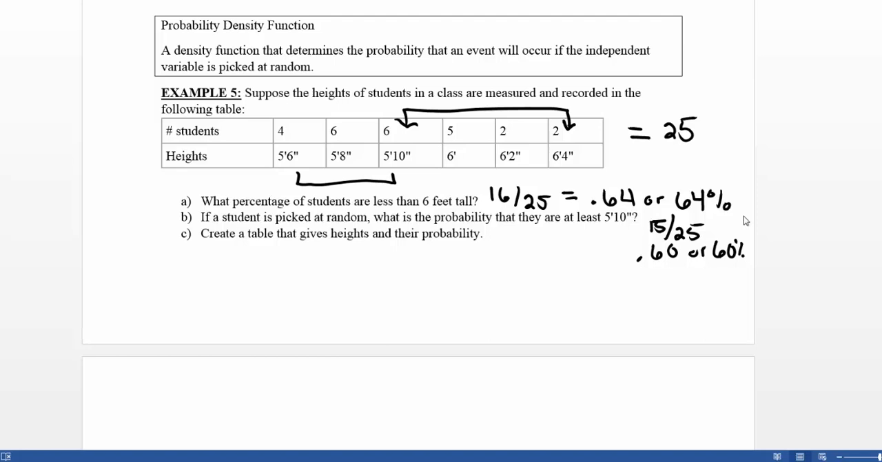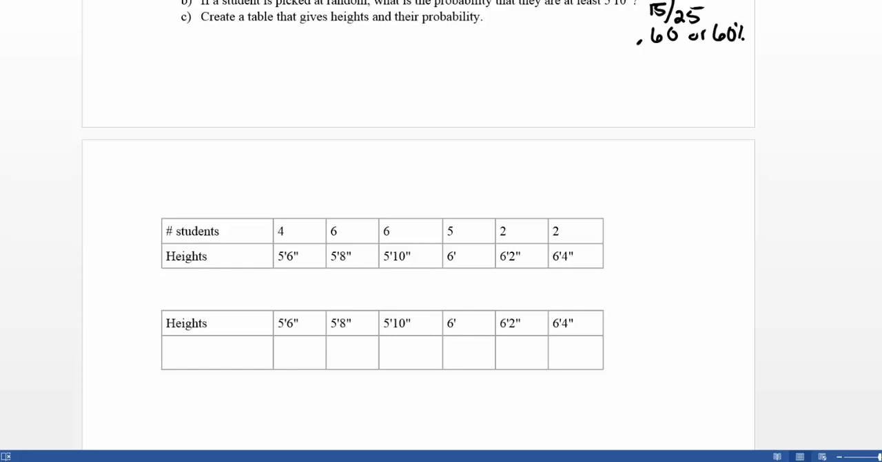For part C, we want to create a table that's going to give the heights of the students and the probability that if they were picked at random, they would be that height. So what does that look like? So in order to create a table that's going to give us our probability or our density, what we need to do is take each height and figure out what proportion of the population that represents. So for example, for 5 foot 6, there are 4 students in this category. So what we need to do is figure out what 4 out of 25 would represent as a fraction.